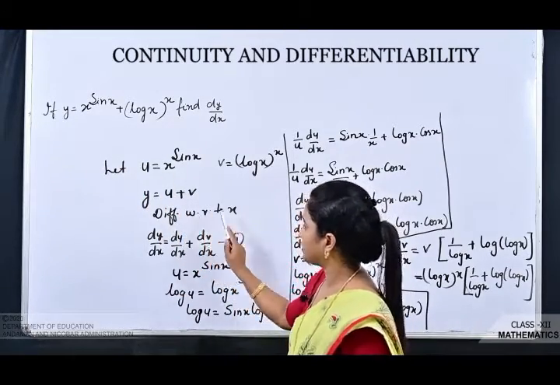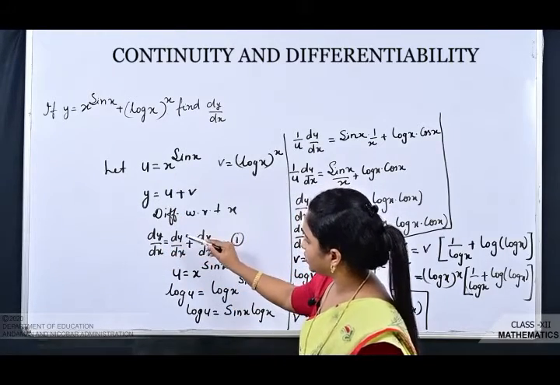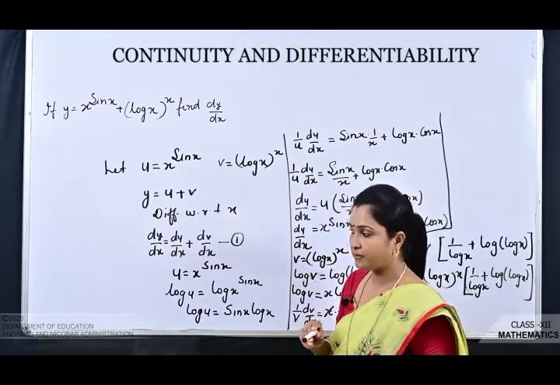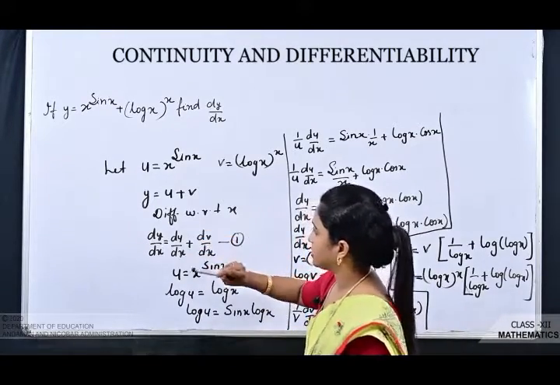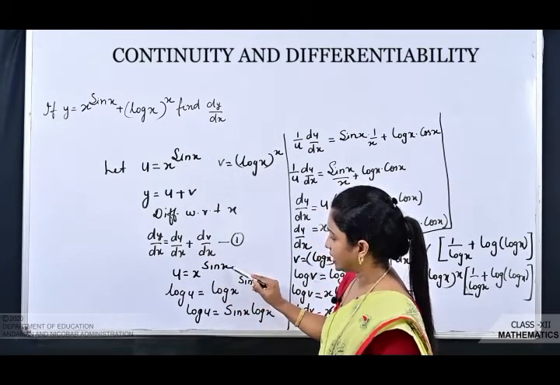Then differentiating with respect to x, you are going to get dy by dx is equal to du by dx plus dv by dx. Consider it as equation number 1. Find du by dx. How you are going to find? From this equation, u is equal to x to the power sin x.